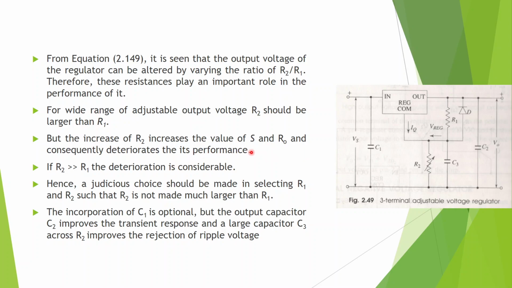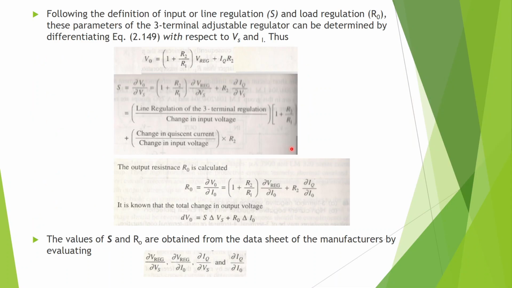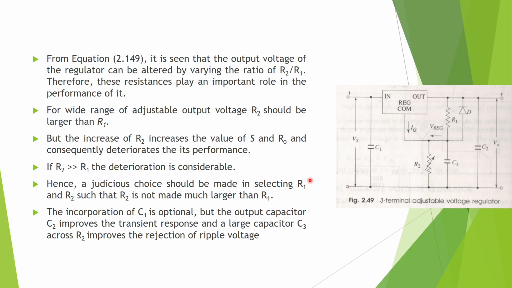This we can see from the previous equation, that when R2 is increased, the value of S and RO is also increased. R2 is in the numerator in both the cases, so the increase in the value of R2 will increase its value, so it will deteriorate the performance. And if R2 is much greater than R1, then the deterioration is quite considerable. So we have to make a judicious or an optimal choice with respect to R1 and R2, and we should choose in such a way that R2 is not made much larger than R1.